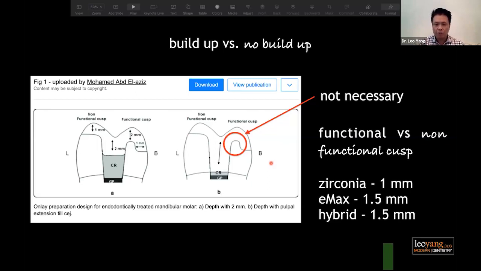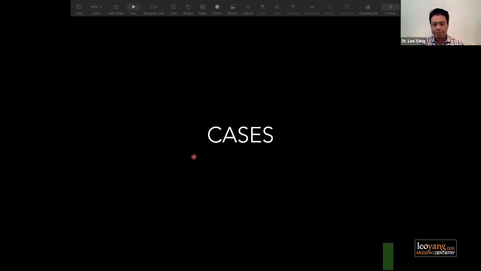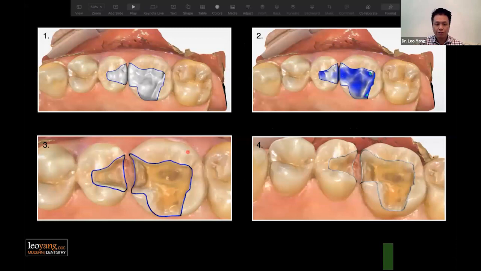It's fine if you want to do it that way, but I don't do it. I usually just go straight across, and because I have strong cases, strong bond strengths. Now let's look at the cases. These are actual cases that I do, so at least you can get an idea of what things look like.